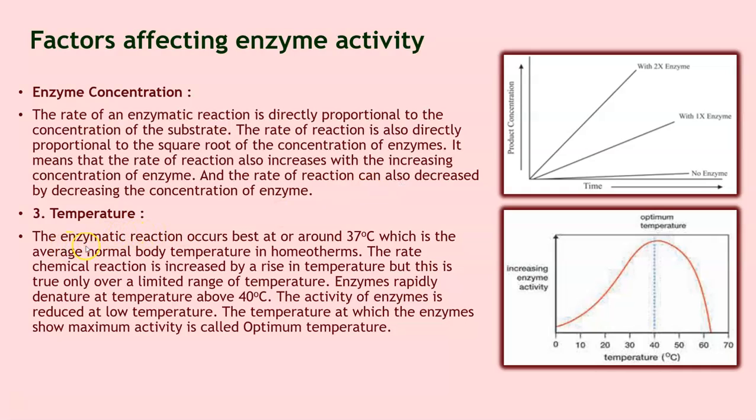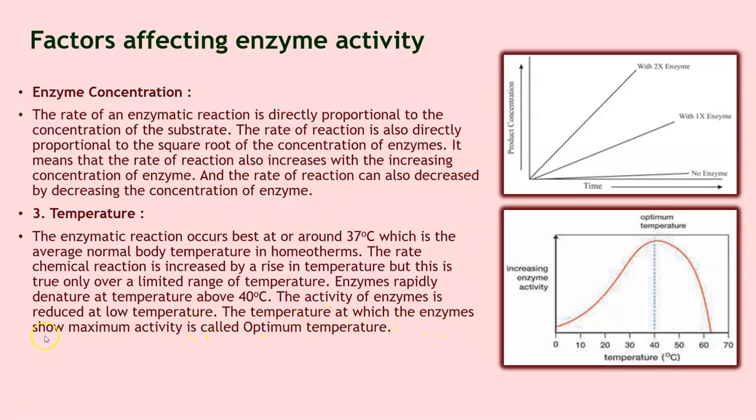Then we have temperature. The enzymatic reaction occurs best at around 37 degrees Celsius, which is the average normal body temperature in homeotherms. The rate of a chemical reaction is increased by a rise in temperature, but this is true only over a limited range of temperature. Enzymes rapidly denature at a temperature above 40 degrees Celsius. The activity of enzymes is reduced at lower temperatures.